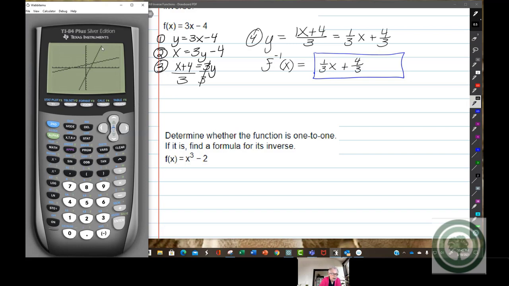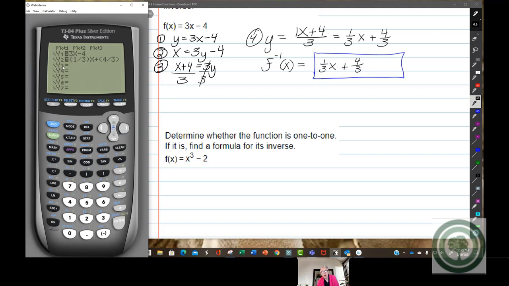So this first line is f of x. The second line is the inverse, 1/3 x plus 4/3. Now let me show you something else. This makes me wish I still had the color grapher. But I don't, so we make do.